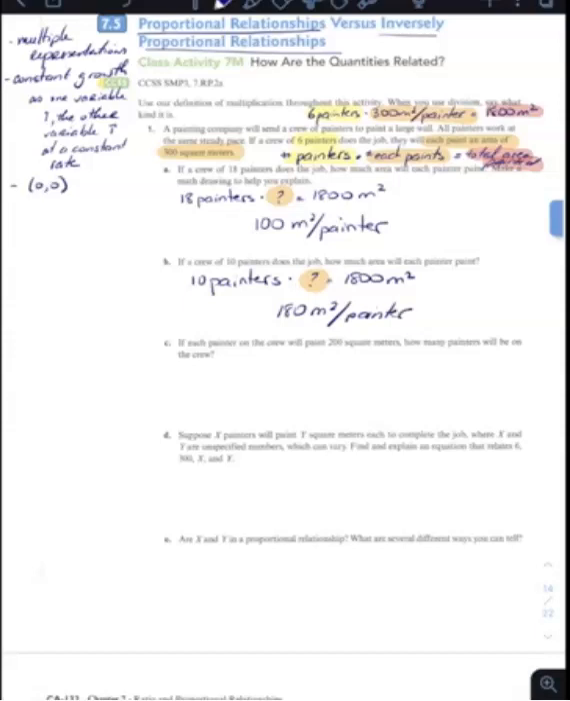If each painter on the crew will paint 200 square meters, how many painters will be on the crew? Well, that's interesting. We don't know how many painters, but we know that every one of them is painting 200 square meters. So now it seems as though we're looking at the number of painters. So what do we need to multiply by 200 to get 1800? 9 painters.